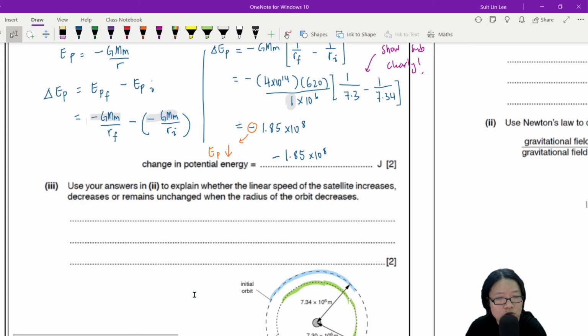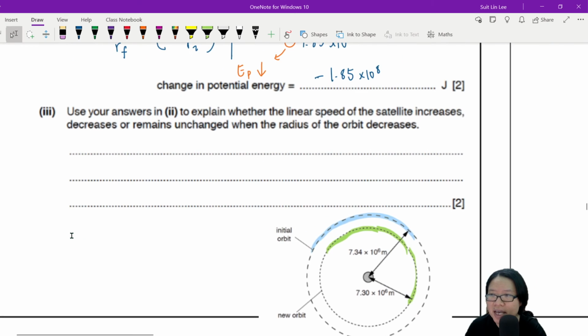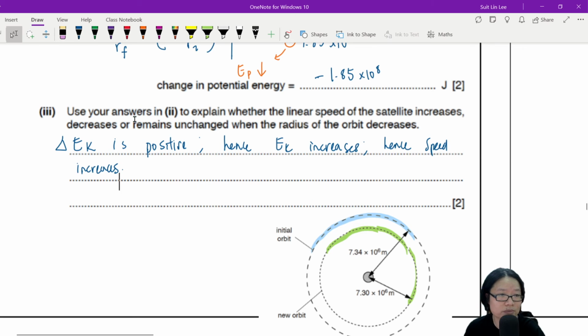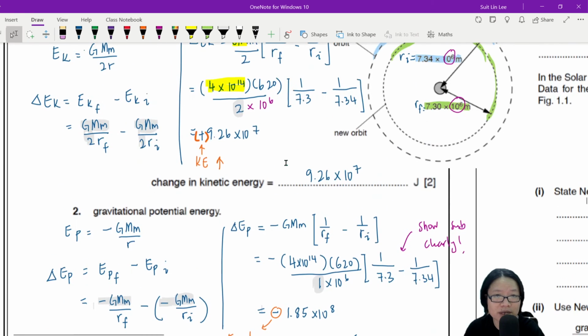Okay. So now, using your answers in part 2, which is the change in kinetic and potential energy respectively, explain whether the linear speed of the satellite increases, decreases, or remains unchanged when the radius of the orbit decreases. Well, I guess you will just say, the change in kinetic energy is positive. Hence, kinetic energy increases. Hence, the speed increases. Okay? So, speed increases because this one is positive.